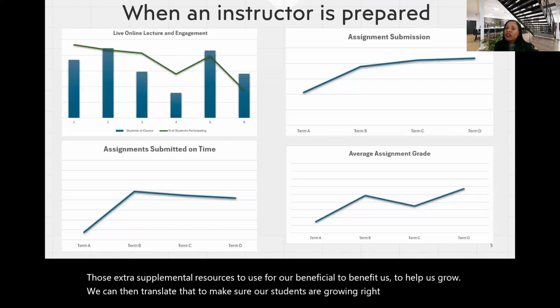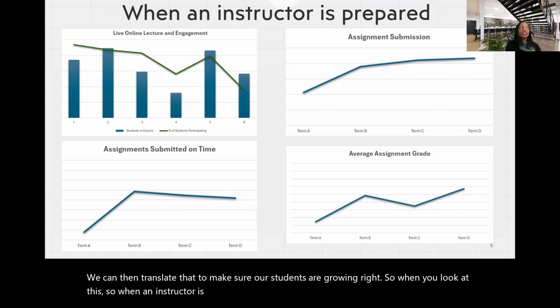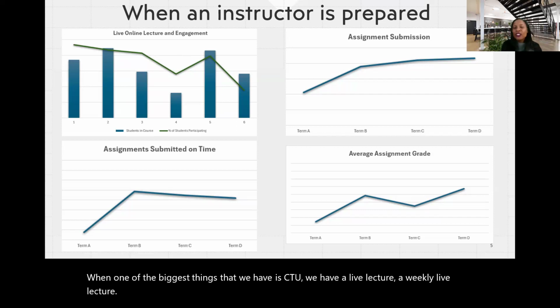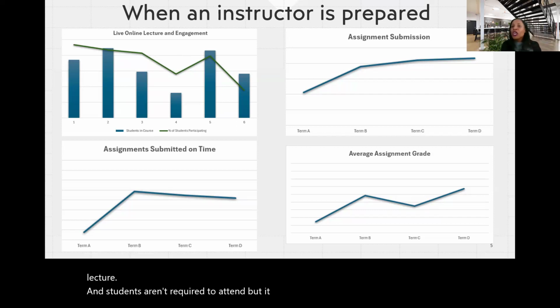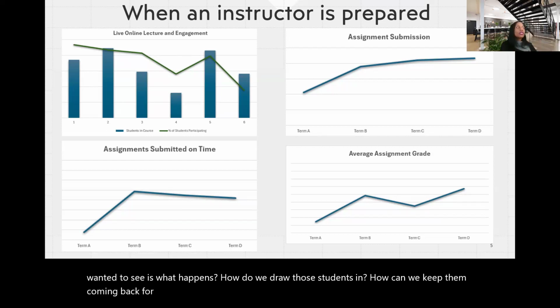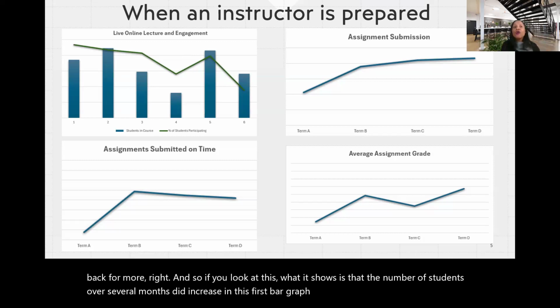So when you look at this, when an instructor is prepared, these graphs just simply show that, one of the biggest things that we have at CTU, we have a weekly live lecture, and students aren't required to attend, but it is great if they do. So what I wanted to see is, how do we draw those students in? How can we keep them coming back for more, right? And if you look at this, what it shows is that the number of students over several months did increase in this first bar graph to the right, and then that is the percentage in the green.